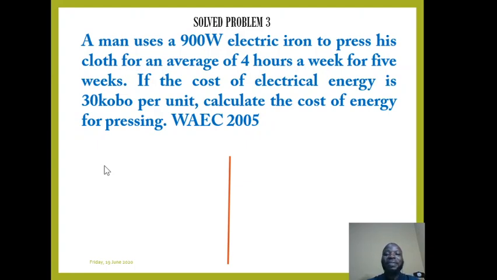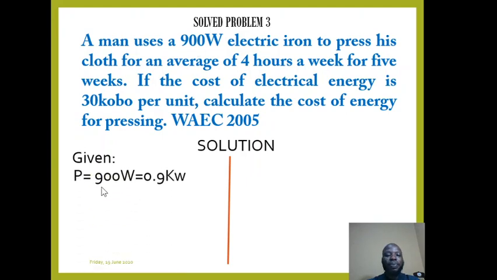The first thing we have is the rating of the iron. The rating of the iron in this case is what? 900 watts. So we are given power in what? 900 watts. So convert 900 watts to kilowatts. I told you the unit of power must be in kilowatts. So that's going to be 0.9 kilowatt by dividing 900 by 1000.